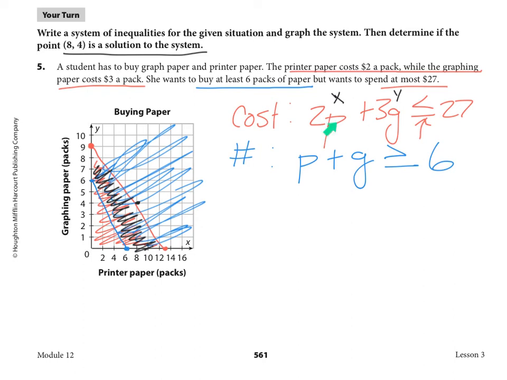So I put 8 in here, that's 16. 4 in here is 12. 16 plus 12 is 28. 28 is not less than 27. Do the same thing here. I put 8 in here, put 4 in here. That is greater than 6, but not less than 27. So no, this does not work. And if you see, it is just outside that red line right there. So no, that would not be a solution.